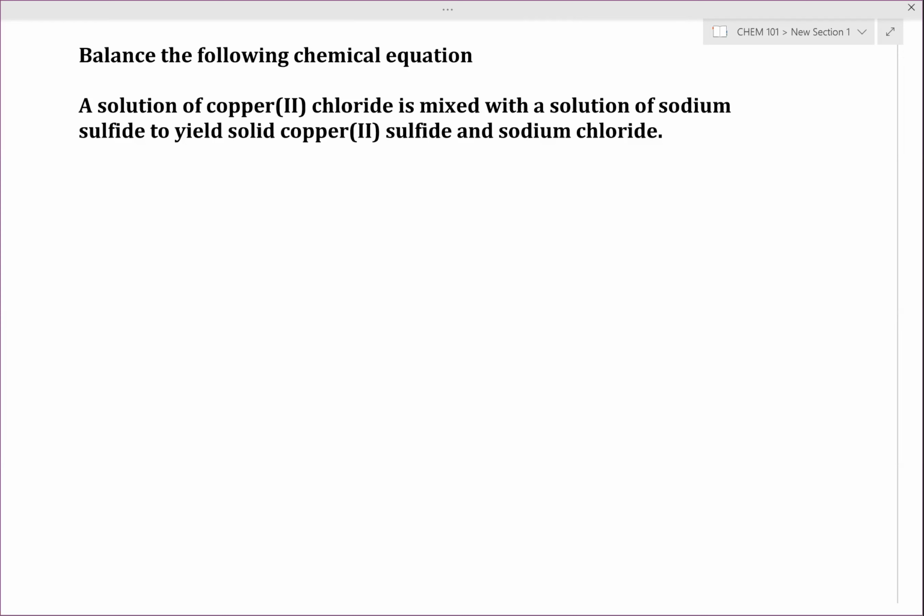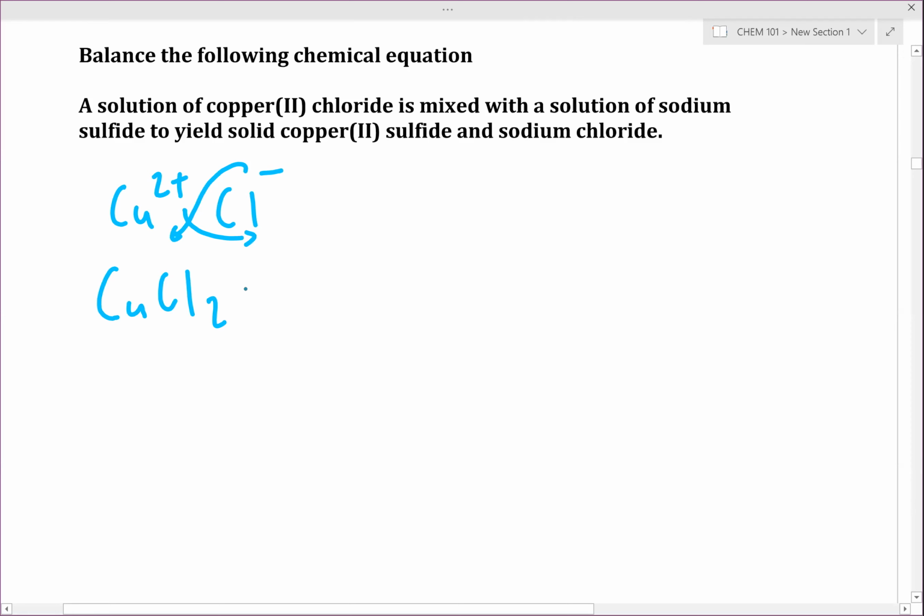Wow, I'm really impressed. Everyone's been speeding through this example. They even already balanced it, but we're going to start from scratch, and I'd just like some volunteers. Copper 2 chloride. What's the formula of copper 2 chloride? CuCl2. Okay, this was obtained by taking copper 2 plus, chloride minus, and crossing the charges.